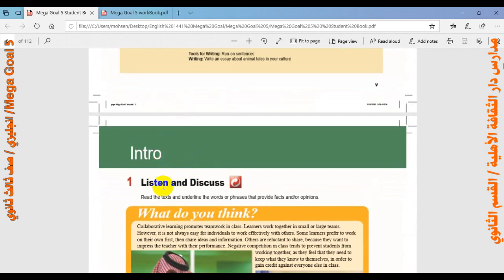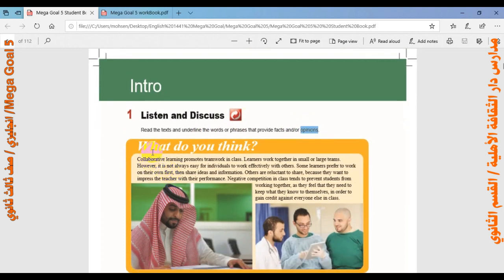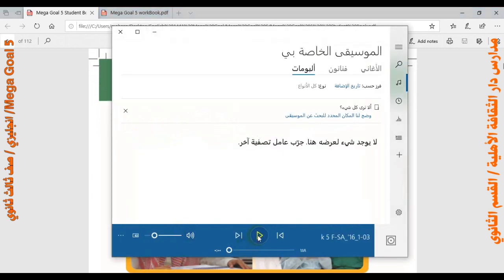As you see here, you are going to see listen and discuss. Read the text and underline the words or phrases that provide facts and or opinion. So which phrases provide facts or opinion. Here you are going to listen to what do you think. What do you think? Listen and then see what you are going to study.